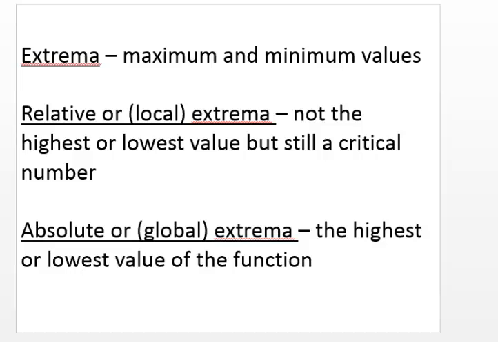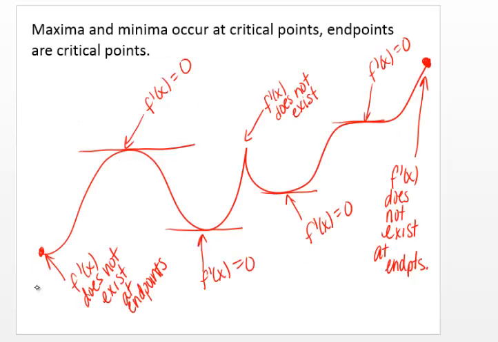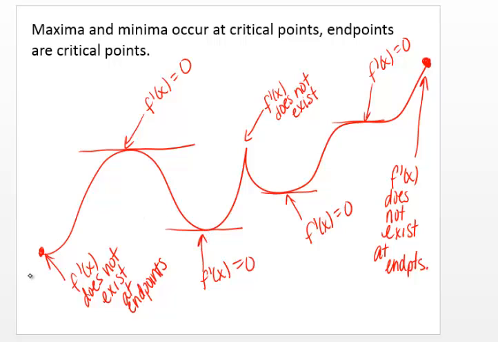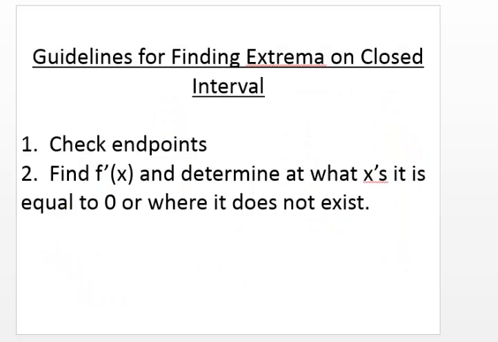Looking at some of the words I've been using, extrema means maximum and minimum values. Relative extrema is not the highest or the lowest value, but still a critical number. So going back to my last picture, this was the absolute minimum, and this was just a local or relative minimum. The next word here is absolute extrema. That's the highest or lowest value of the function. So just like I showed you the local minimum, this is the absolute minimum, and this is like a relative max, and this is the absolute max. Absolute maxes and mins do not have to be the endpoints. It just happens to be in this particular problem.